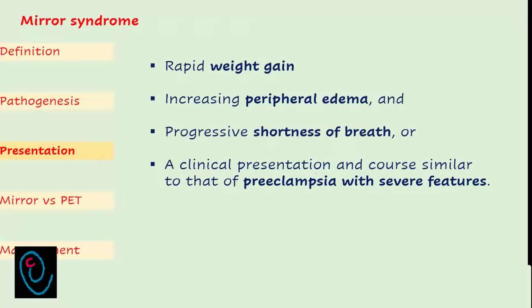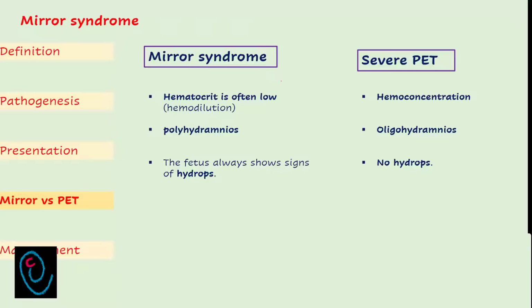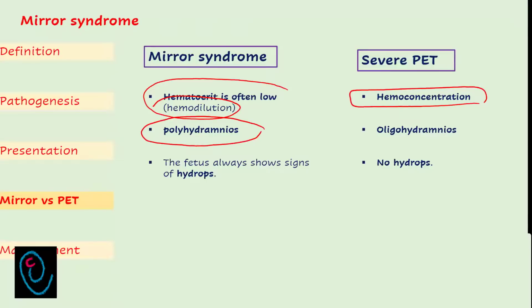It presents with rapid weight gain, increasing peripheral edema, progressive shortness of breath, or it may present as a clinical picture of preeclampsia with severe features. To differentiate between mirror syndrome and severe preeclampsia: in mirror syndrome the hematocrit is often low due to hemodilution, while in preeclampsia there is hemoconcentration. There is often polyhydramnios in mirror syndrome, but oligohydramnios is expected with severe preeclampsia. In mirror syndrome, the fetus always shows signs of hydrops. However, with severe preeclampsia, the fetus is not hydropic.